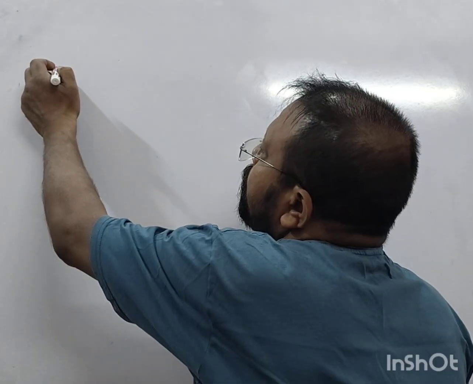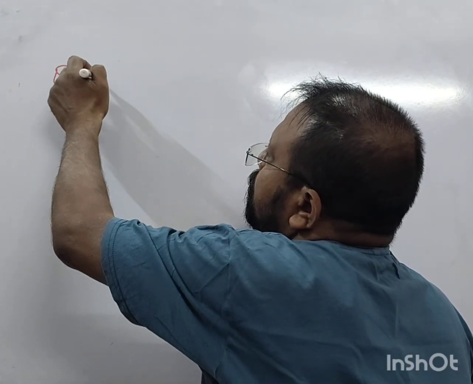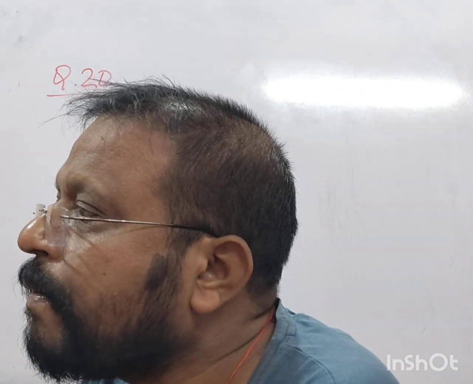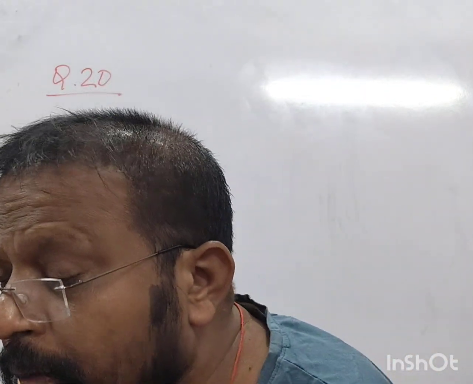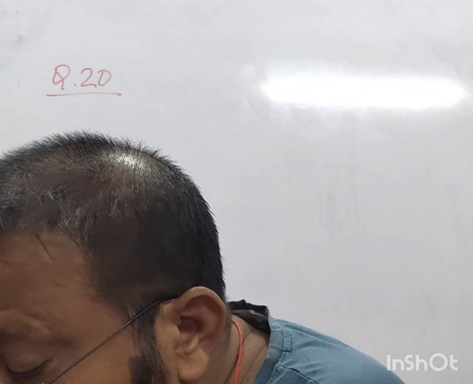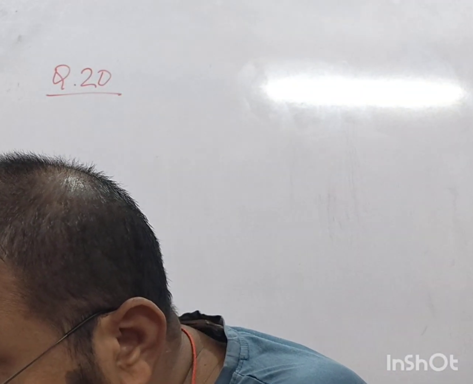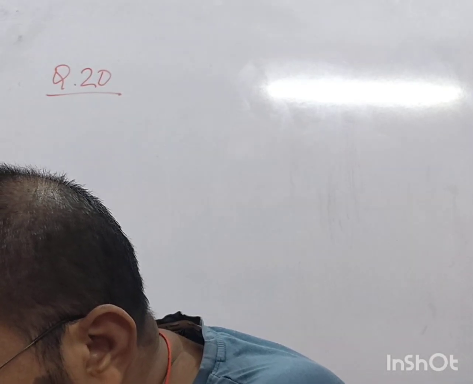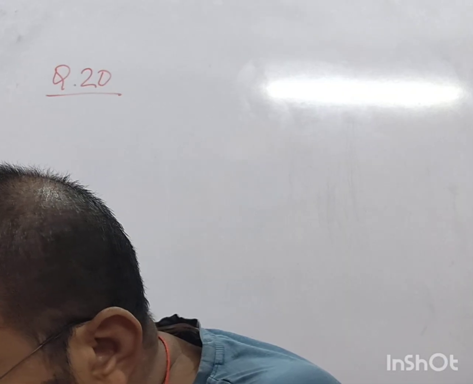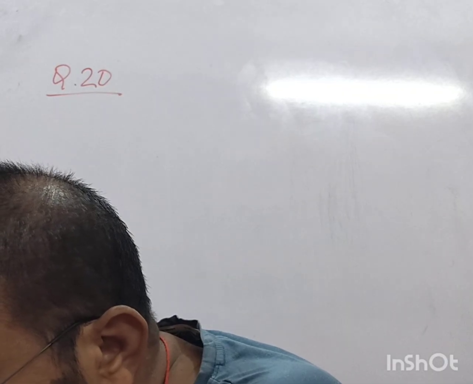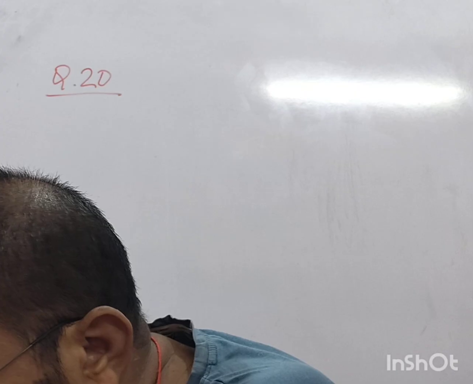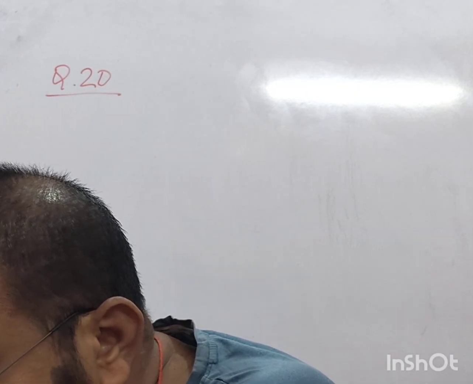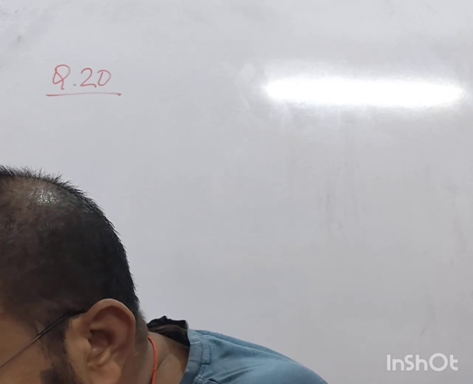Question number 20. A straight line makes positive intercepts on the coordinate axes, whose sum is 5. If the line passes through point P, find the equation.